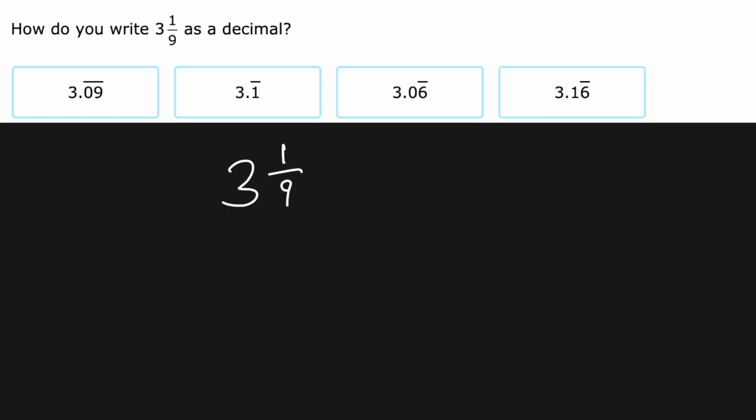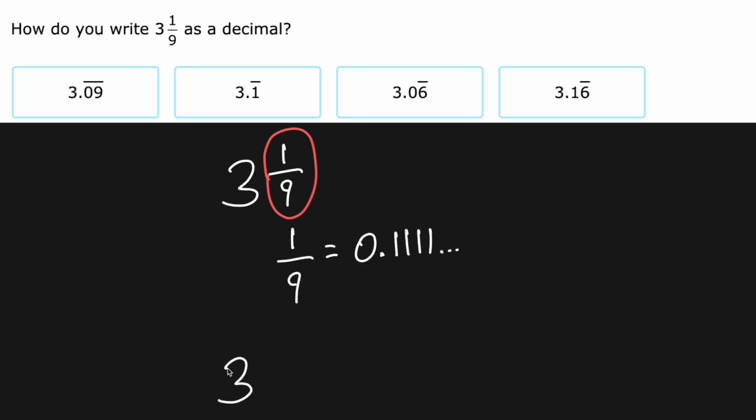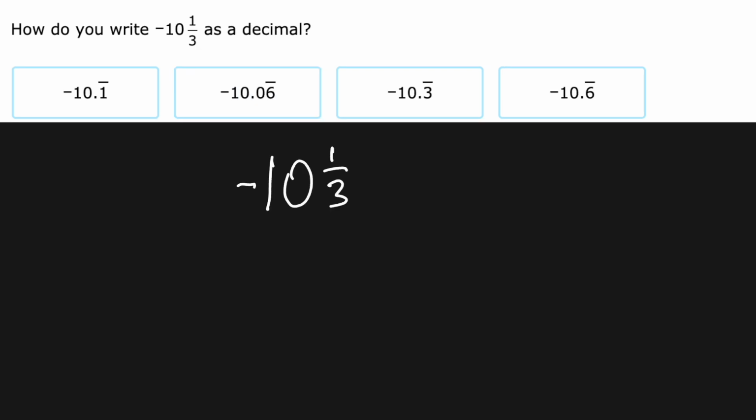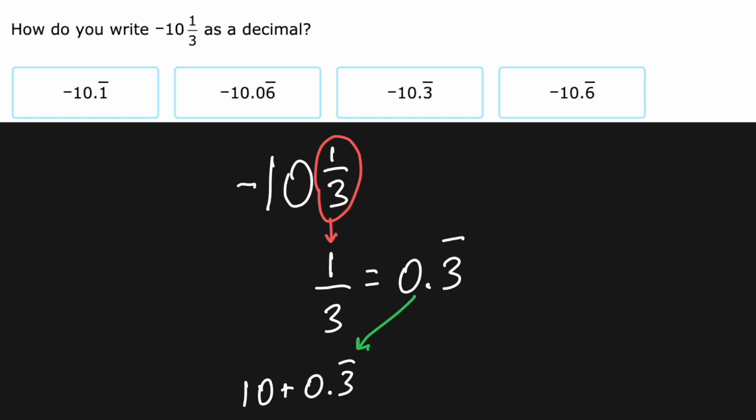Next, we have to convert 3 and 1/9 into a decimal. If you want to solve this on your calculator, you can start by entering the fraction, so 1/9 should give us 0.1 repeating, and then we add the whole number afterward, which gives us 3.1 repeating. Next, we have -10 and 1/3. And if you remember that 1/3 is the same as 0.3 repeating, we just have to add the -10 to it, which gives us -10.3 repeating.